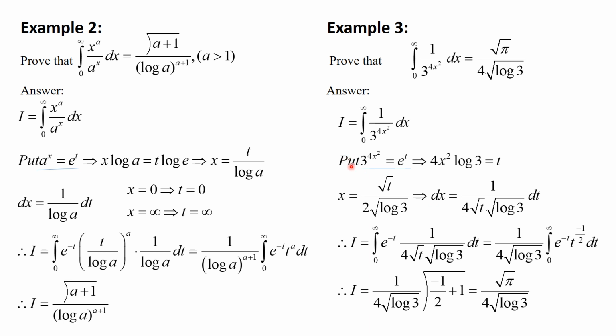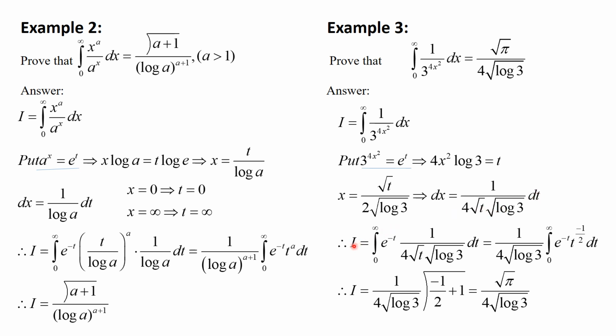So substitute the result, 3 raised to 4x square is equal to e raised to t, which implies 4x square into log 3 is equal to t log e, taking log on both the sides, and hence x is equal to root t upon 2 root log 3. Differentiation gives dx is equal to derivative of root x is 1 upon 2 root x, so 1 upon 2 into 2 root t, root of log 3 with respect to t.